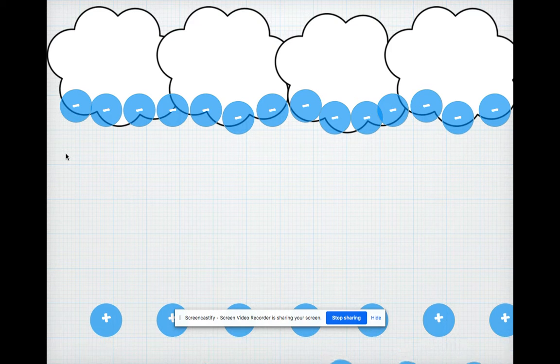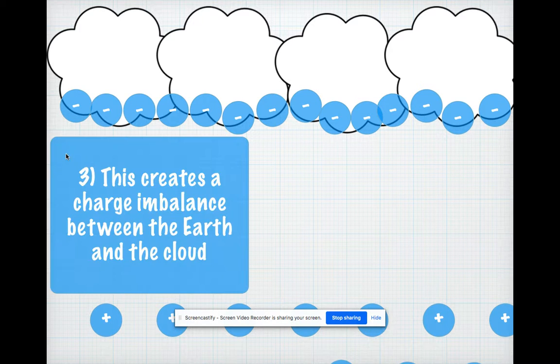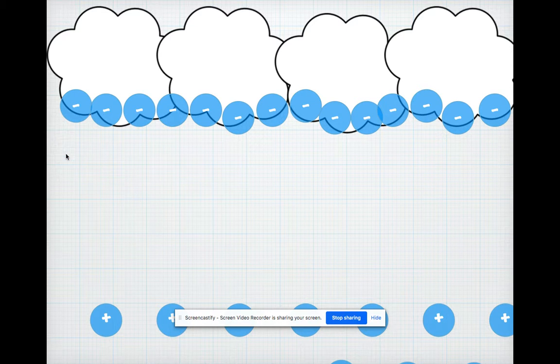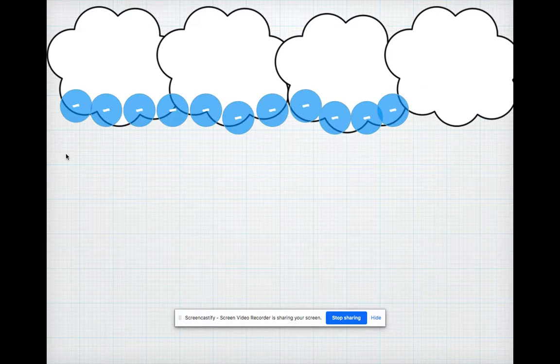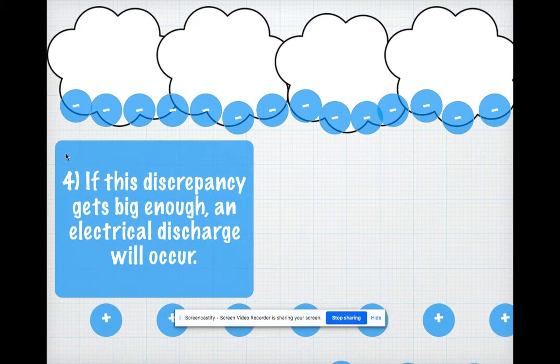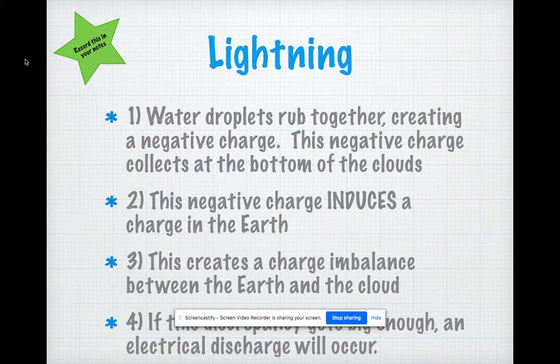Again, we have our induced charge. We have our charge imbalance between the earth and the cloud. And what's going to happen? A large electric discharge in terms of lightning. So that's it. That's how our beautiful lightning works. If the discrepancy gets too big, an electrical discharge will occur in terms of lightning.